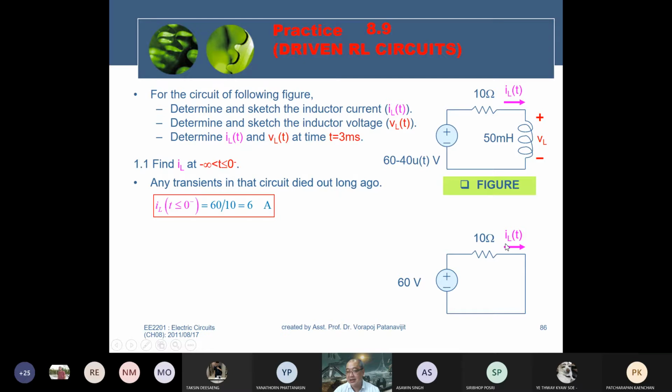You can determine the inductor current very easily. V equals IR, or I equals V divided by R. V is 60 divided by 10, equal to 6 amps. The next step, the second step, is to determine the inductor current at time infinity.